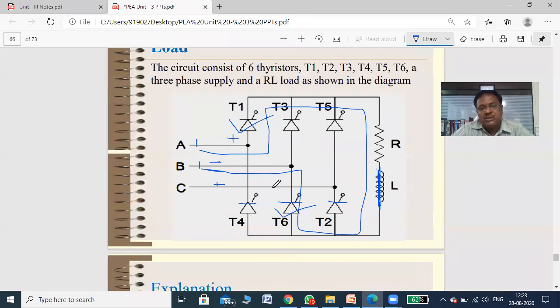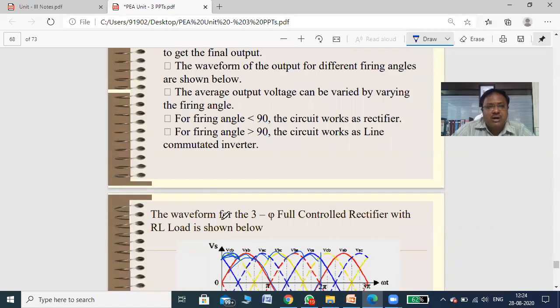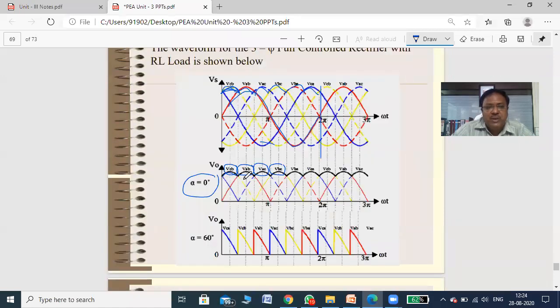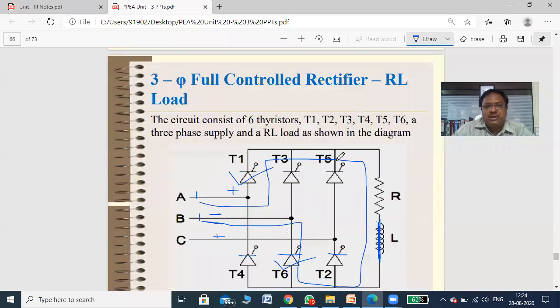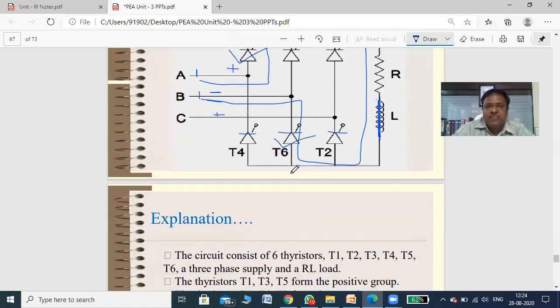What is the meaning of this? Every SCR conducts for 120, but the pair of SCRs conducts for 60 degrees. You can see here in the first output waveform, VCB: B is on, C is on. It means the thyristors T5 and T6 are on, right?